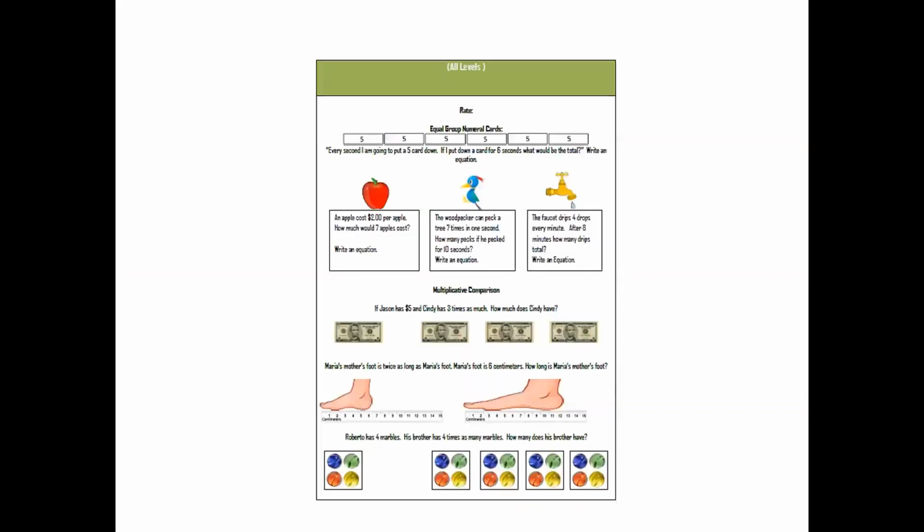Okay, and these are just some activities, and this is on the leveled activities guide, that you can do to teach your kids about rate or multiplicative comparison.